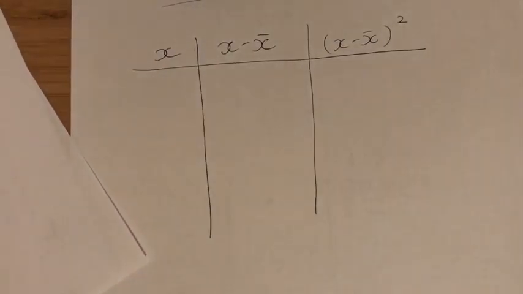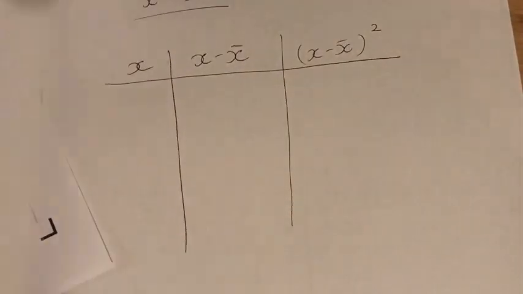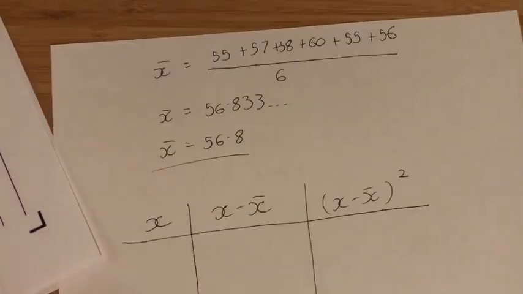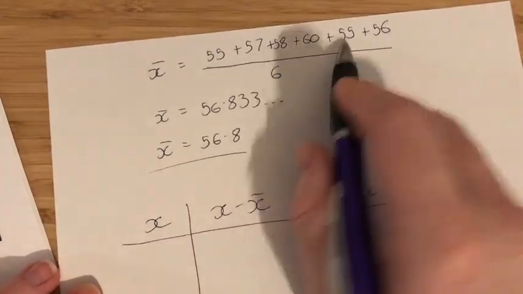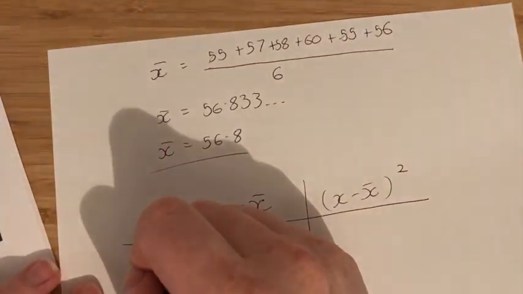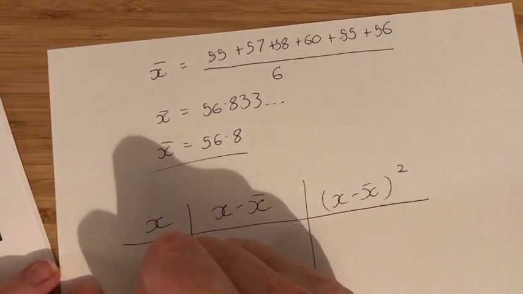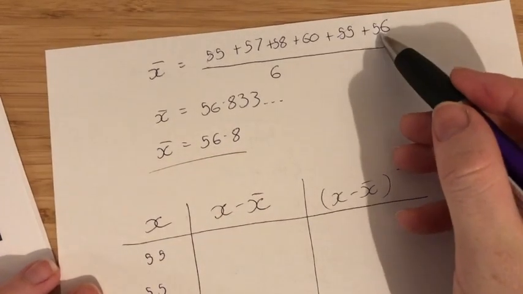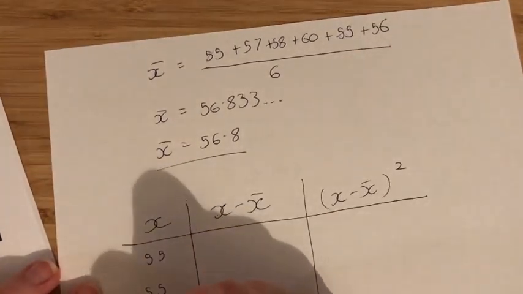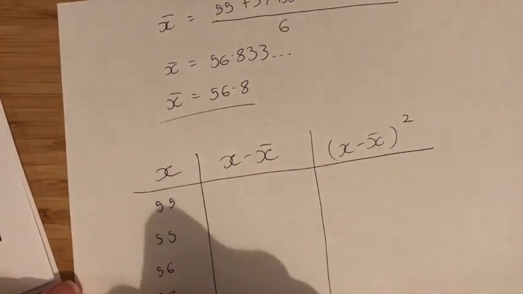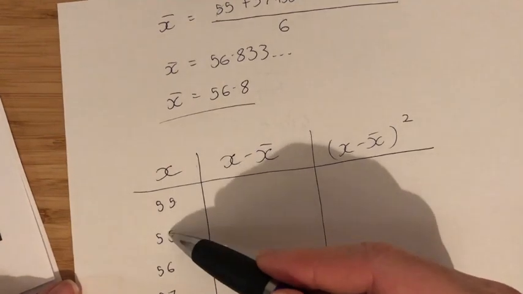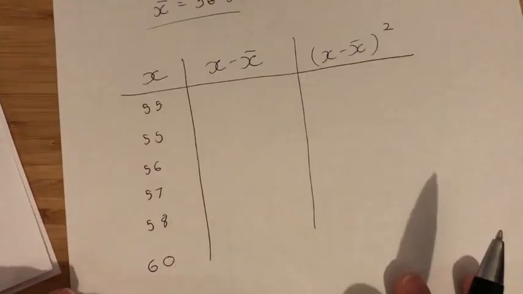Right, putting in our data values, I'm going to put them in numerical order again, so you can see them at the top there. So we've got 55, 55, 56, 57, 58, and 60, and then just check I've got 6. 1, 2, 3, 4, 5, 6.